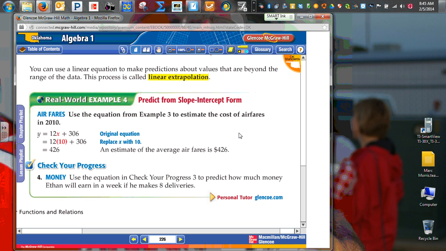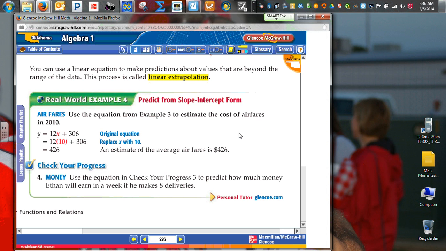Okay, so what does example 3 say? Page 226. Where does the 10 come from? Let X represent the number of years since 2000. There you go. So what's our starting point? 2000. What would that be? That would be 0. Good. 2010 is how many years since then? So that's where the 10 comes from, right?